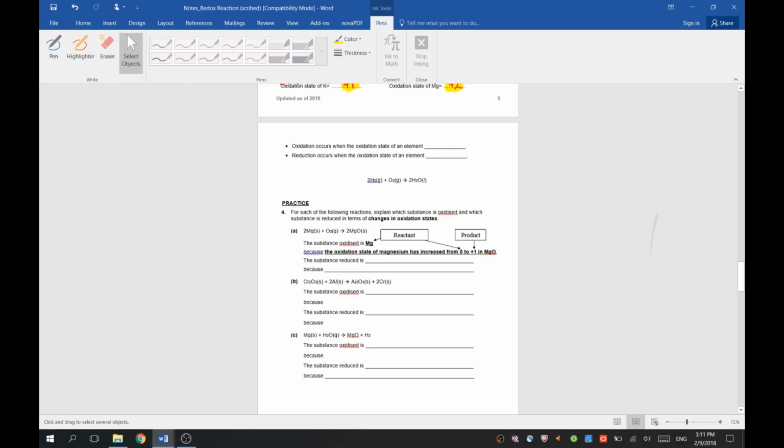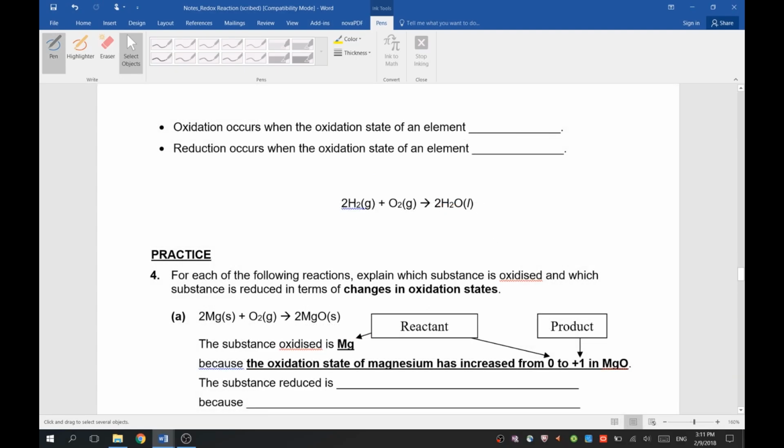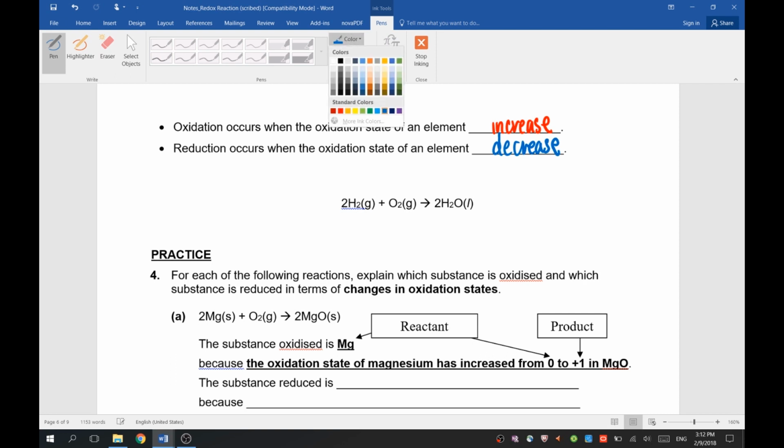Let's take a look at page 6. When will oxidation happen? Oxidation usually occurs when the oxidation state of an element increases, and reduction happens when it decreases. If I were to give you this equation that you see below, what you need to do is determine whether or not the oxidation state did change for each of the elements.